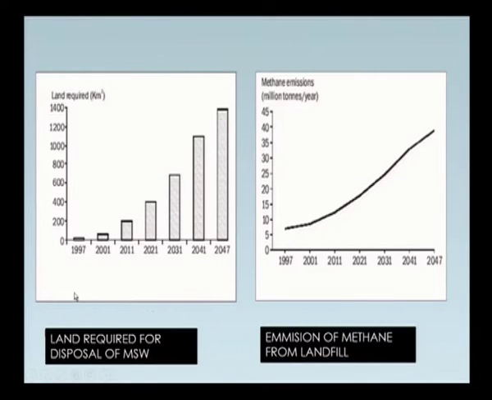If you look at the land required for disposal of solid waste, and this is the emission of methane from landfill. In 1997, it was negligible, and in 2047, the level of land required, in square kilometers, is 1400 square kilometers for disposal of solid waste. And because of that, what has happened with the emission of poisonous methane gas? In 1997, it was between 5 and 10 million tons per year, and in 2047, it is expected to reach a whopping 40. So, you can see there has been a steady increase, and they are projecting an increase because they are not coming up with better options to offer municipalities.